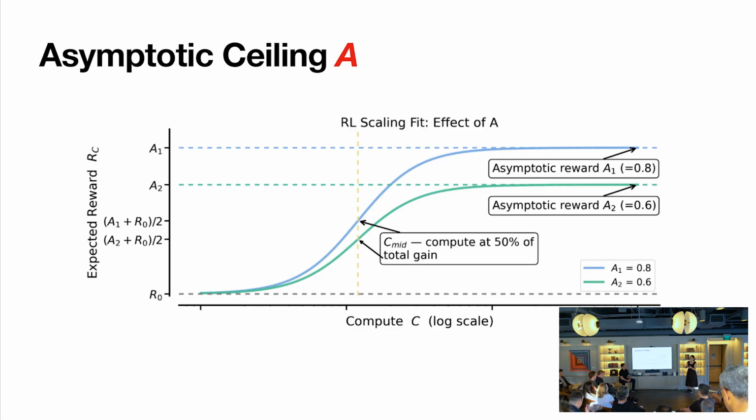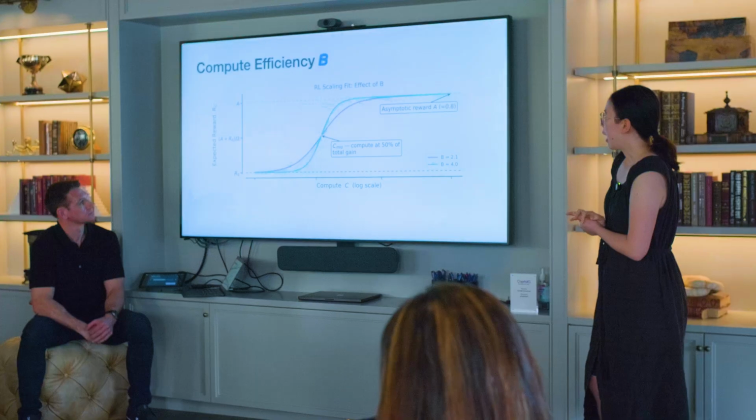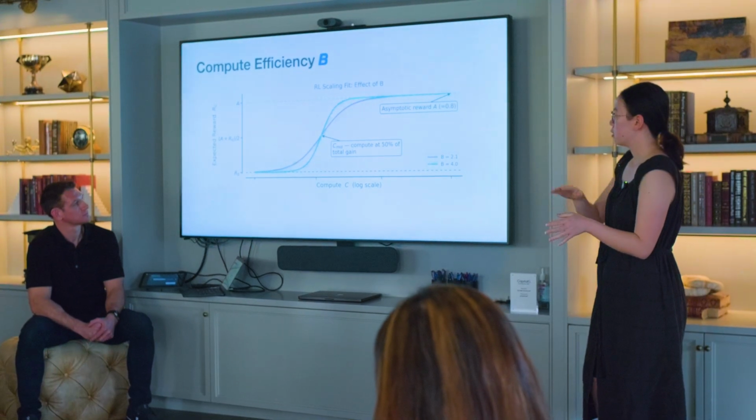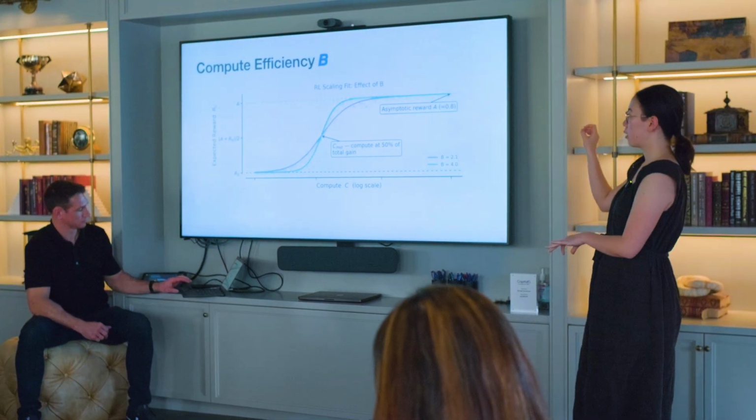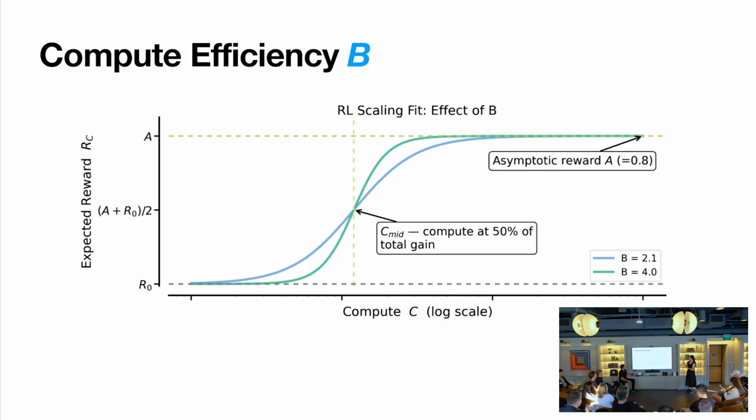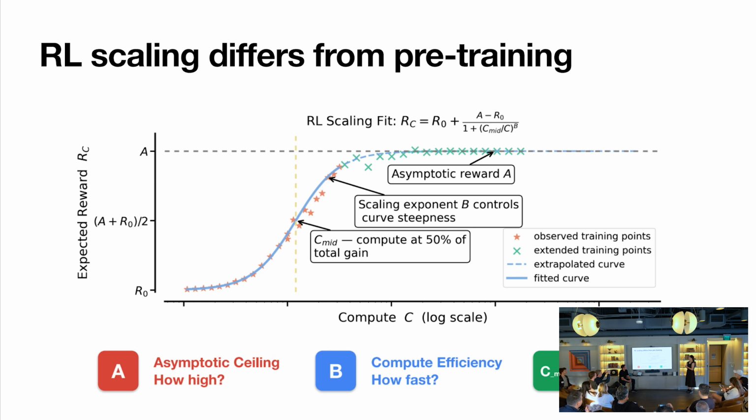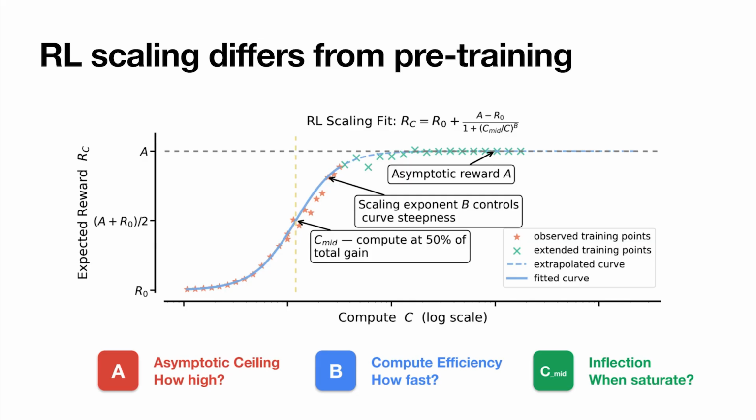So this is already different from pre-training. In pre-training, your loss always decreases, but in RL, you're actually bounded by how far your curve can go. And you also have compute efficiency, which dictates how steep your learning curve is. So what this also means is, if you look at this graph, if you stop the training too early, your results could actually be really misleading, because you could have some curves that start really slow in the beginning, but take off very drastically later. So we see that RL training is very different from pre-training. It follows the sigmoid curve that's defined by A, the asymptotic ceiling, and B, the compute efficiency.